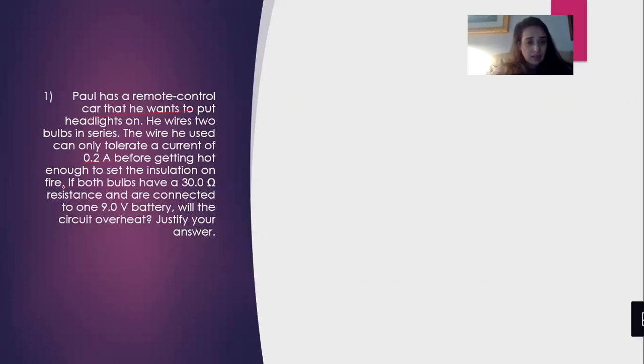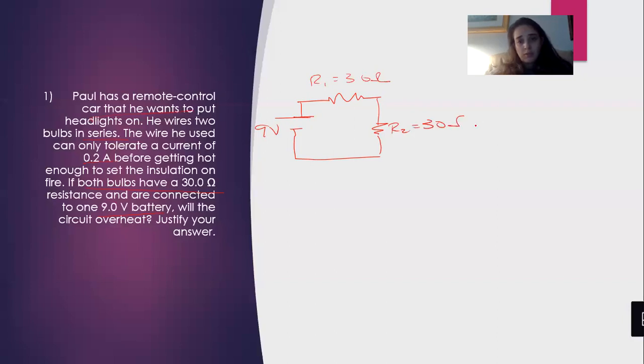Let's look and annotate. We have 2 bulbs that are 30 ohms each, and they're connected in series. And then I have a 9-volt battery. If you were to draw this into your notebooks, it would look something like this. You have 1 resistor, 2 resistors, and then connected to your battery. So this is in series. This is my 9-volt battery, then resistor 1 that is 30 ohms, and resistor 2, which is 30 ohms. And now we have to find out what my current is.